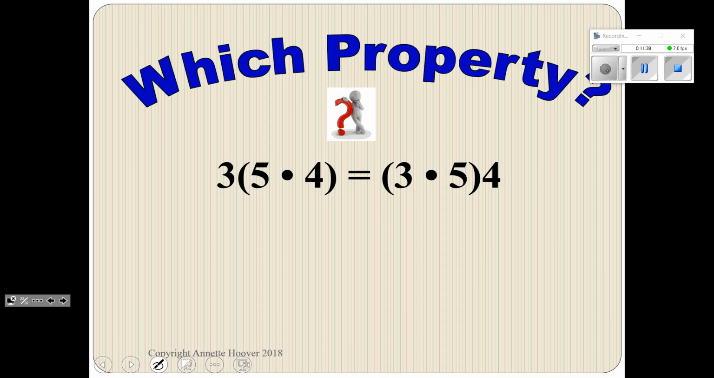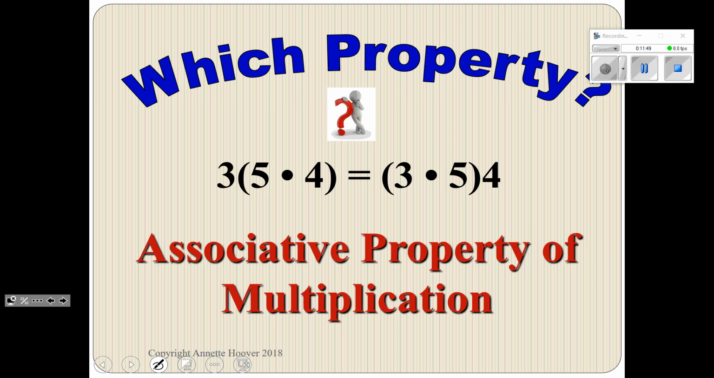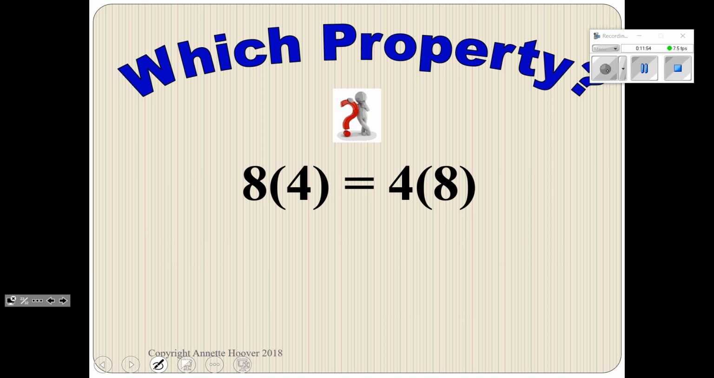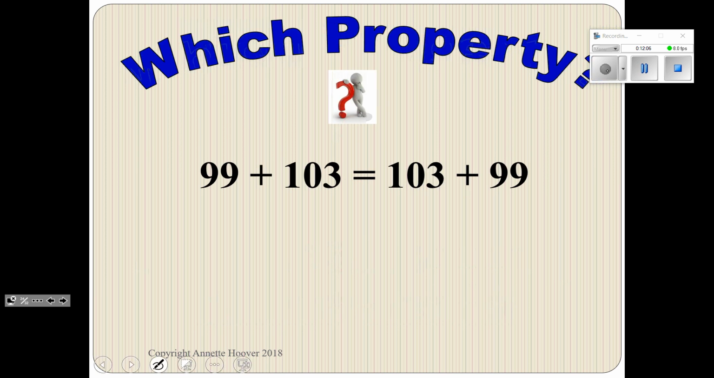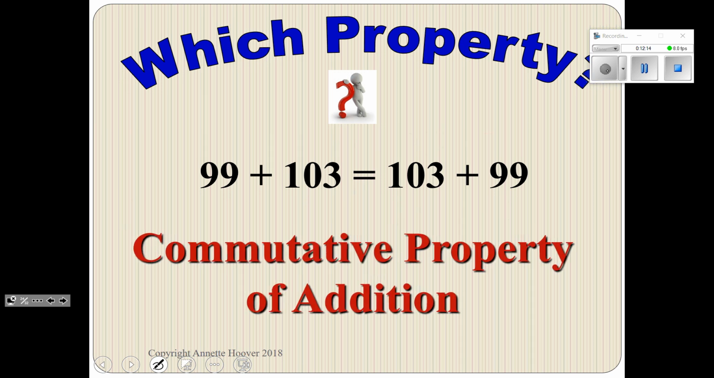3 times the product of 5 times 4. Or the product of 3 times 5 times 4. We've changed the grouping again. Again, that is the associative property of multiplication. 8 times 4. 4 times 8, we've just flipped them, changed the order. That is the commutative property of multiplication. 99 plus 103. 103 plus 99, all we've done is flip them, change the order. That is the commutative property of addition.